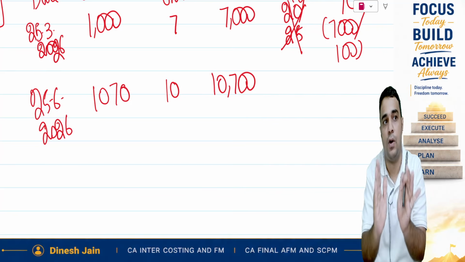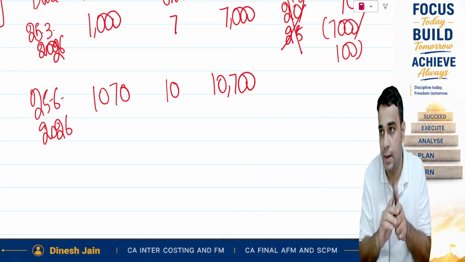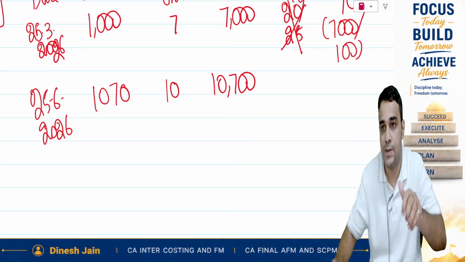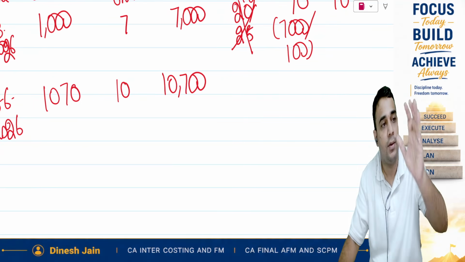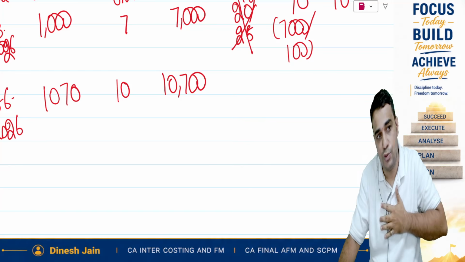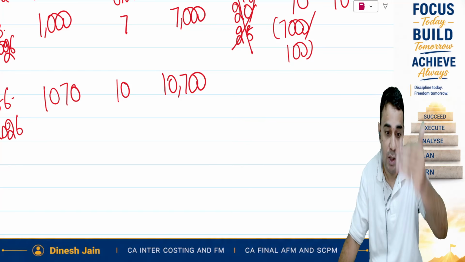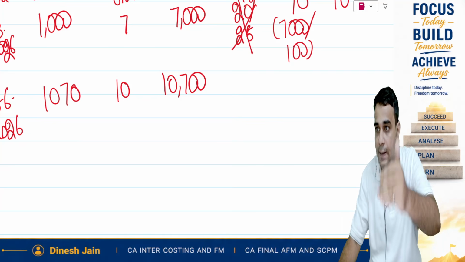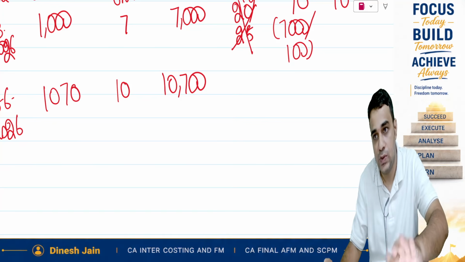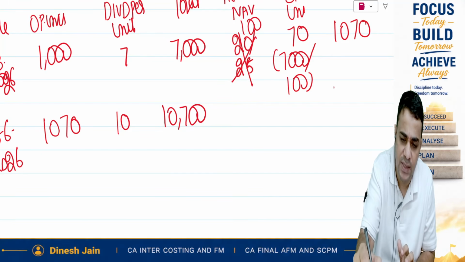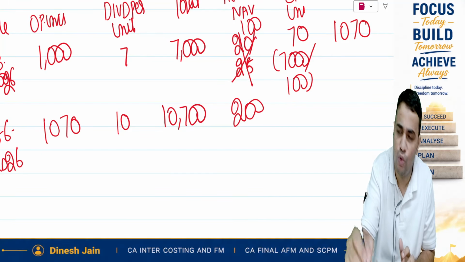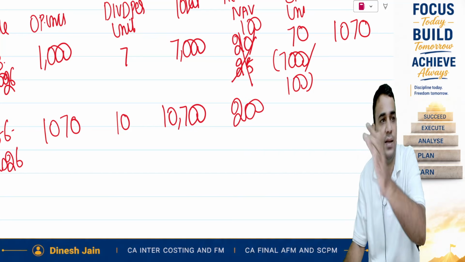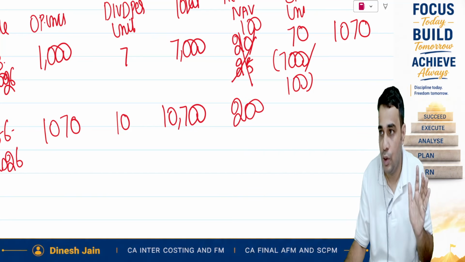Again, I'm repeating only one thing: focus on the concept, not the numbers. Numbers come when we do solving. 7,000 came and was reinvested, 1,070, 10,700. On this day, NAV is 200. I get some extra units and the chain goes on.